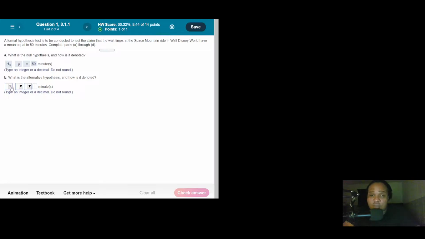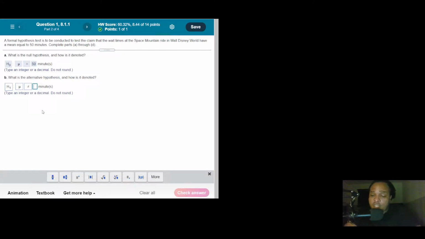What is the alternative hypothesis and how is it denoted? The alternative hypothesis will be H1. In some cases, I've seen HA. These are subscripts, so they may say H sub 1 or H sub A. Either way, you're still going to use the mean symbol here. Depending on what they say, the claim can be of something being less than a number, greater than a number, or different from a number. You're going to choose the equal sign with the slash.